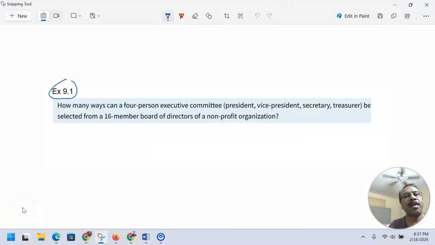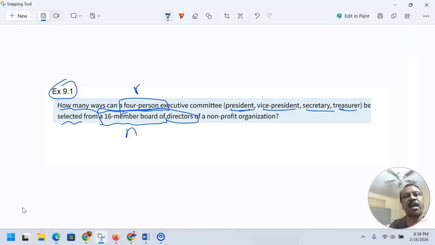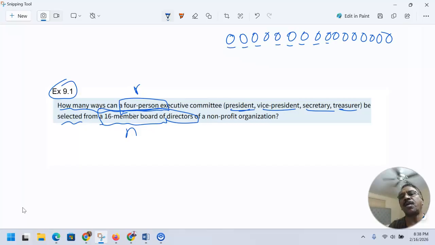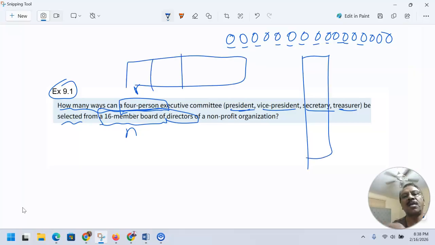So example number 9.1, how many ways can a four-person committee be selected? Four-person means your r is four. So that means president, vice president, secretary, and treasurer, selected from 16 board of directors. I mean, this is your n, right? So there are 16, let's see, 1, 2, 3, 4, 5, 6, 7, 8, 9, 10, 11, 12, 13, 14, 15, 16 members. From this 16, you need to pick the four places.